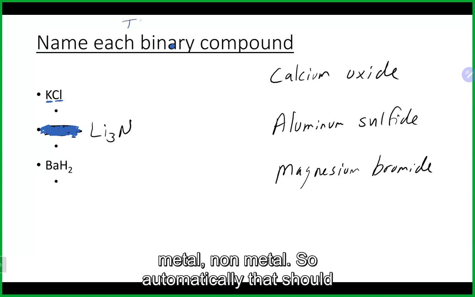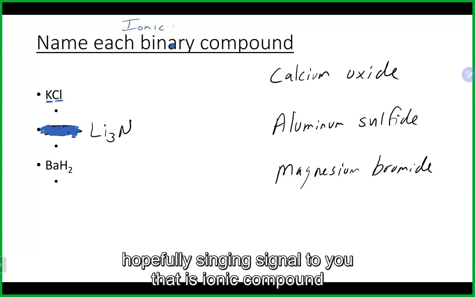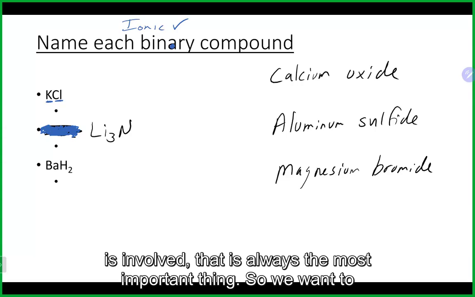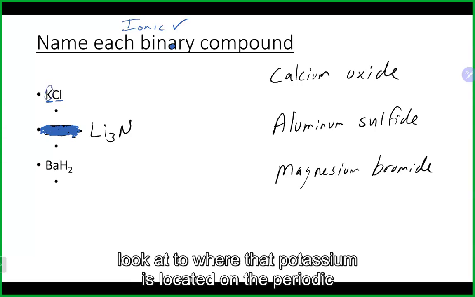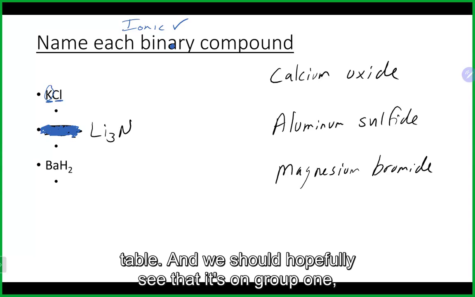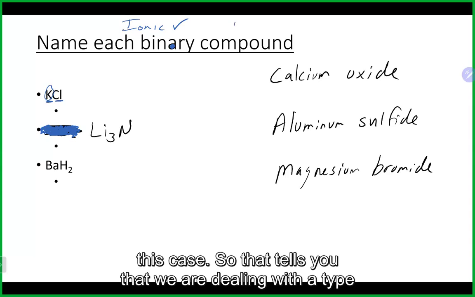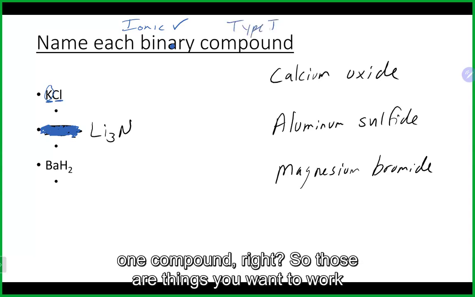So automatically that should hopefully signal to you that it is an ionic compound. Once again, as we talked about, whenever a metal is involved, it is always the most important thing. So we want to look at where that potassium is located on the periodic table. And we should hopefully see that it's in group 1, which tells us it's a fixed positive charge of plus 1 in this case. So that tells you that we are dealing with a type 1 compound, right? So those are things we want to work through.